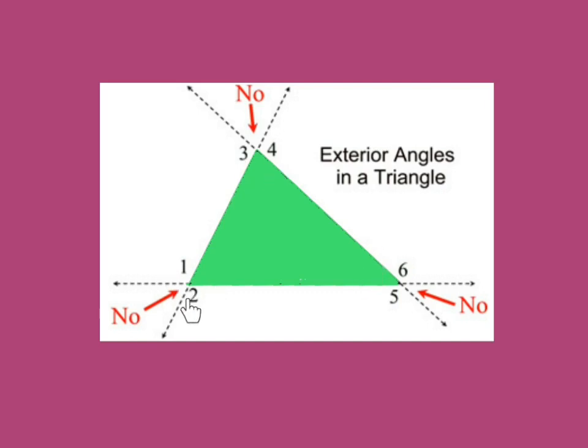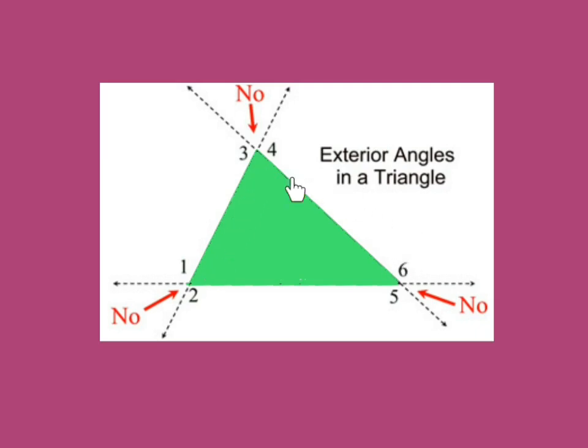Same for angle number 2, for this exterior angle also, this one and this one are remote interior angles. Again for these two exterior angles, remote interior angles will be this one and this one. And same for angle number 5 and 6, for these two exterior angles, remote interior angles will be this one and this one. Now we'll find out the relation between exterior angle and remote interior angles.